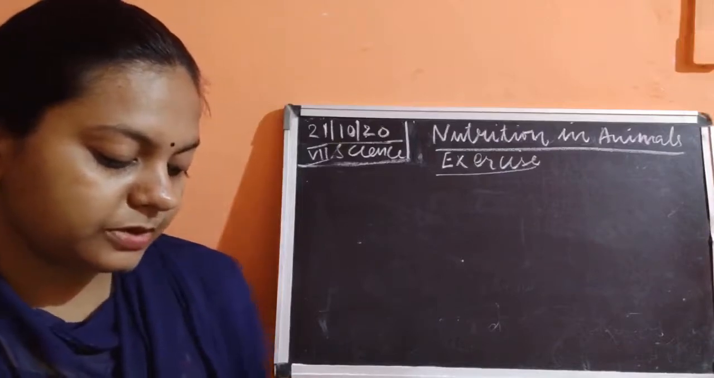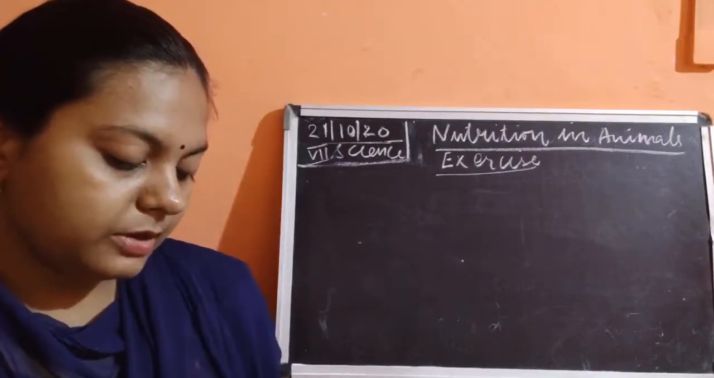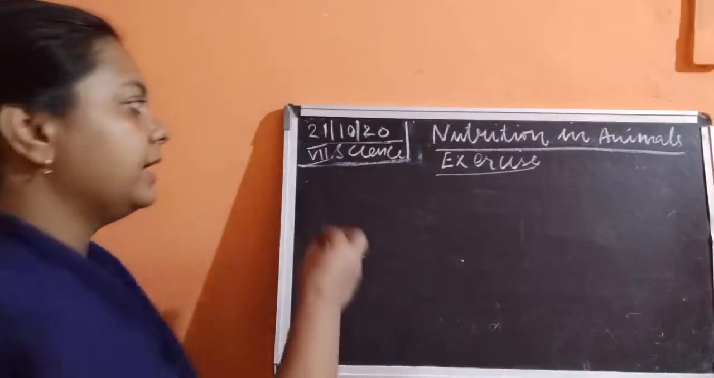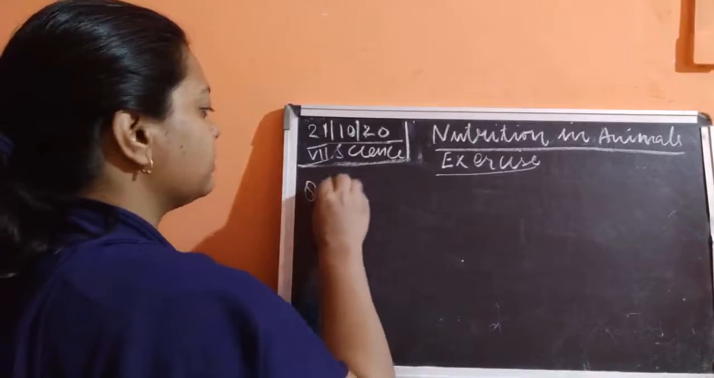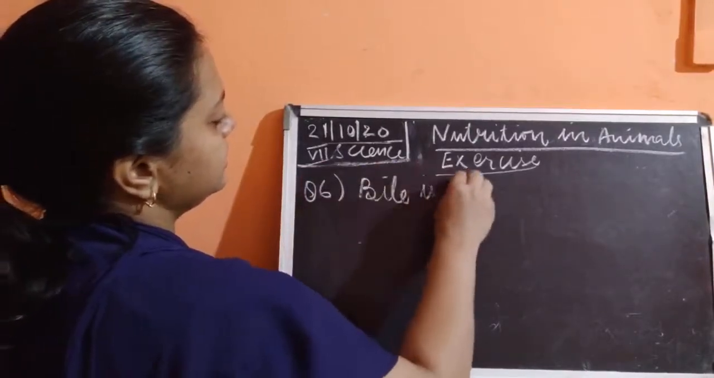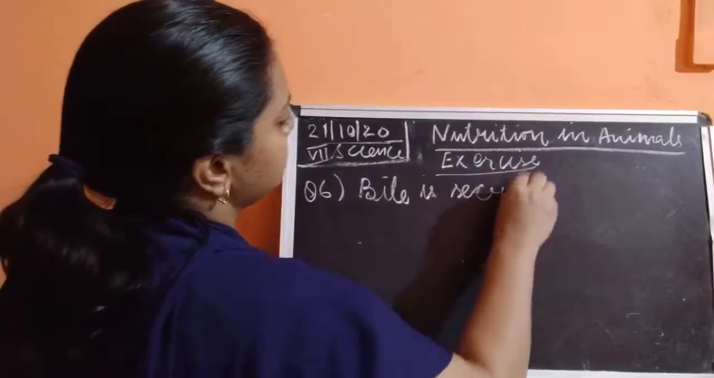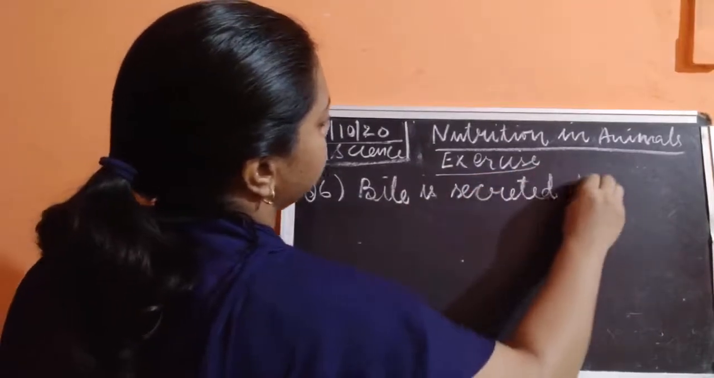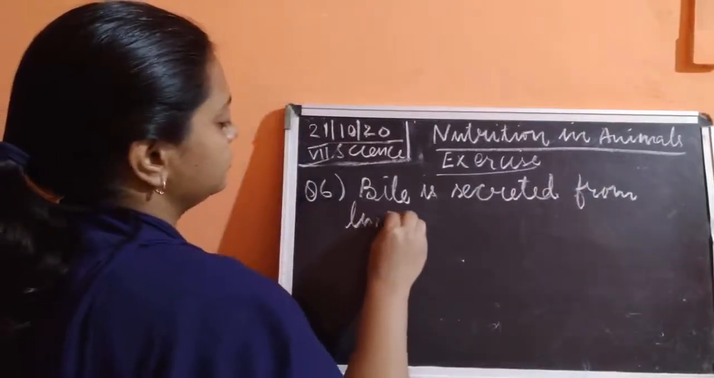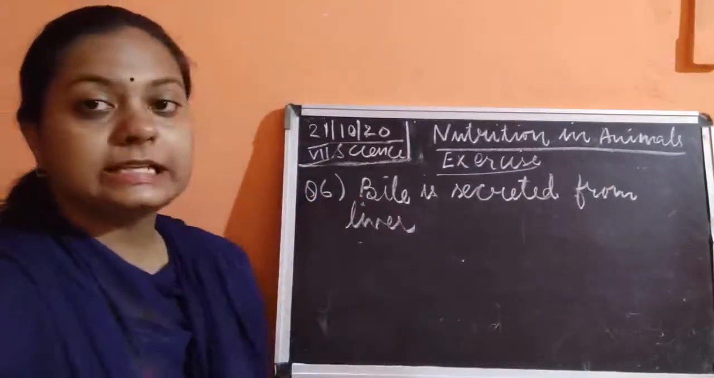Then the next question was question number 6: where is bile juice produced, and what components of food does it help to digest? Bile is secreted from the liver.